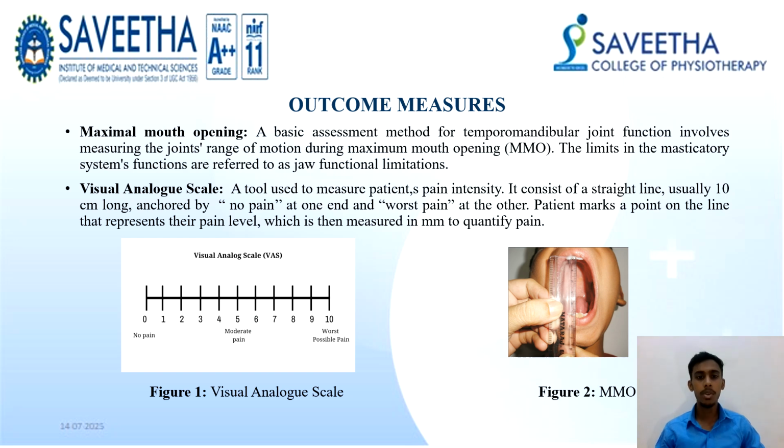The outcome measures I have used in this study to note down the progress are maximal mouth opening and visual analog scale. Maximal mouth opening is a basic assessment method for temporomandibular joint function, which involves measuring the joint's range of motion during maximum mouth opening. The limits in the masticatory system's function are referred to as jaw functional limitations. Visual analog scale is a tool used to measure patients' pain intensity. It consists of a straight line, usually 10 cm long, anchored by no pain at one end and worst pain at the other end. The patient marks a point on the line that represents their pain level, which is then measured in millimeters to quantify the pain.